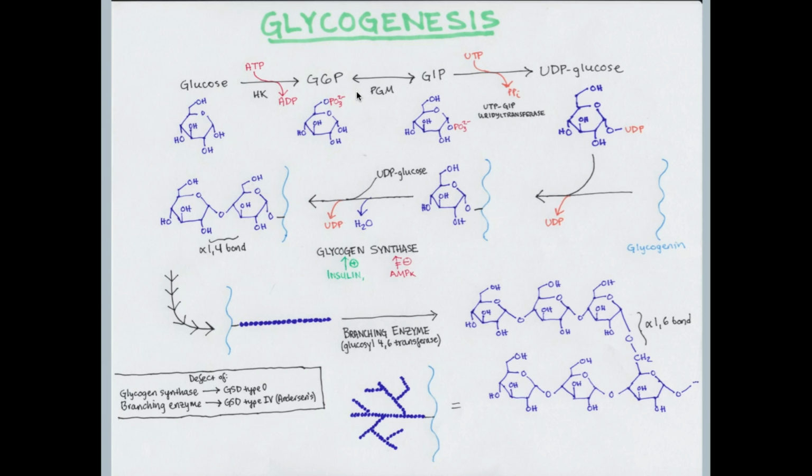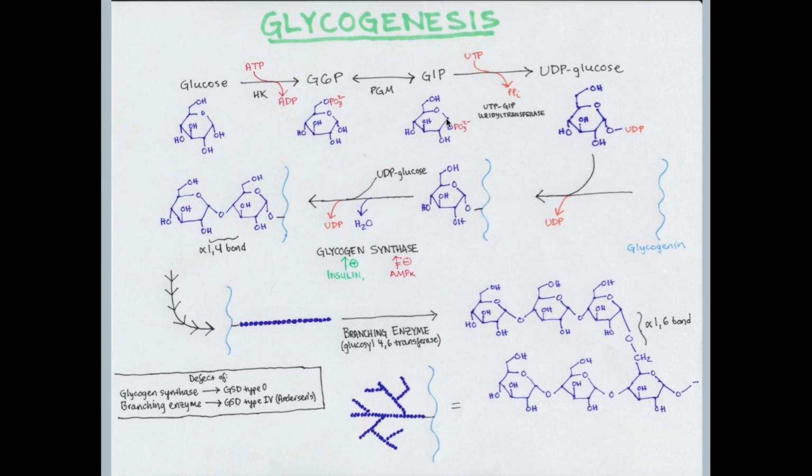And this is done by enzymes that are used in glycolysis and gluconeogenesis. And then we remove that phosphate from the oxygen off the first carbon, and we replace it with UDP. The way we do that is by taking UTP, pulling off 1 phosphate from that, pulling off the phosphate from G1P, and then adding on the UDP.